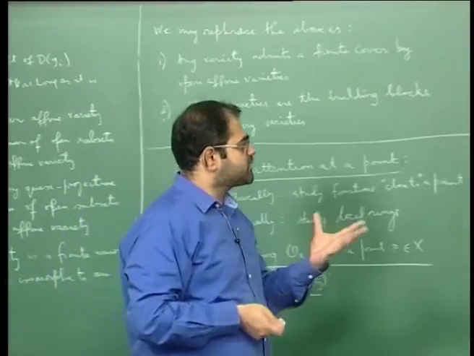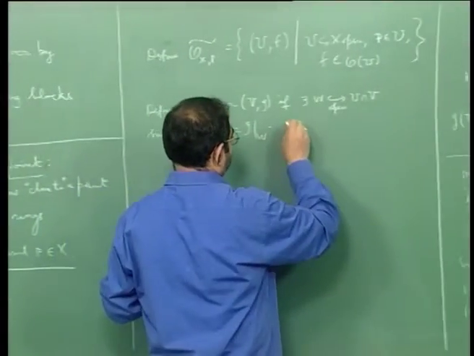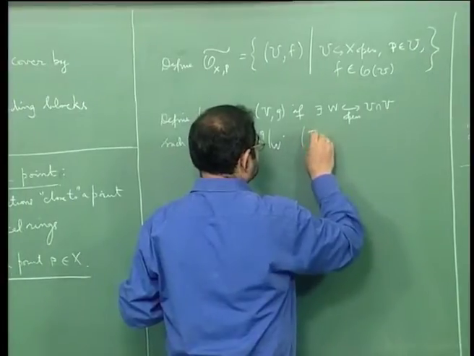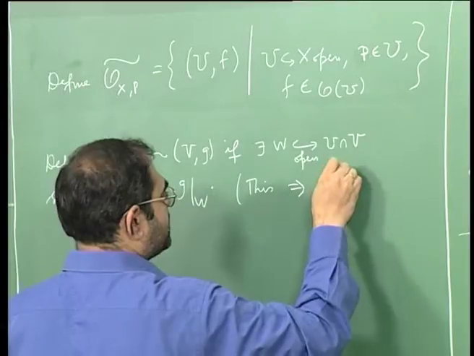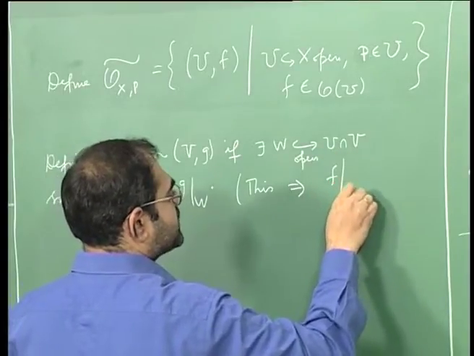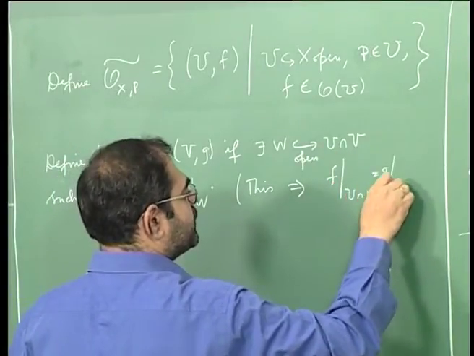Of course, this implies that if this is true, then f restricted to U intersection V itself will be equal to g restricted to U intersection V.